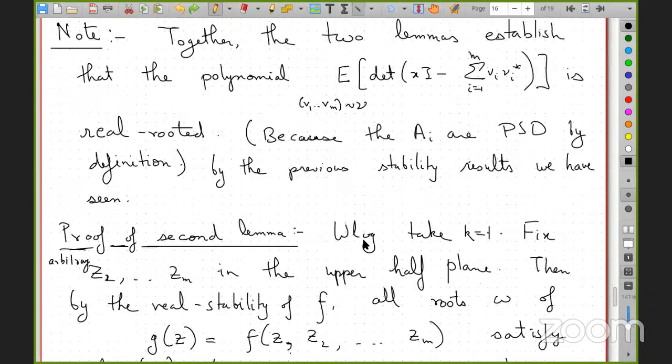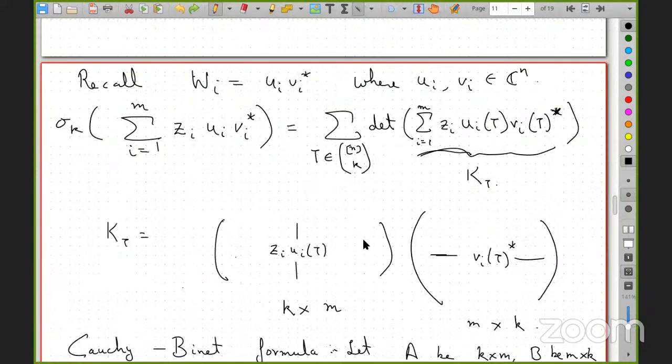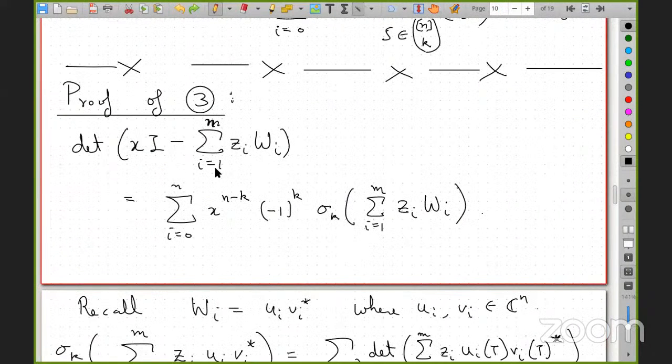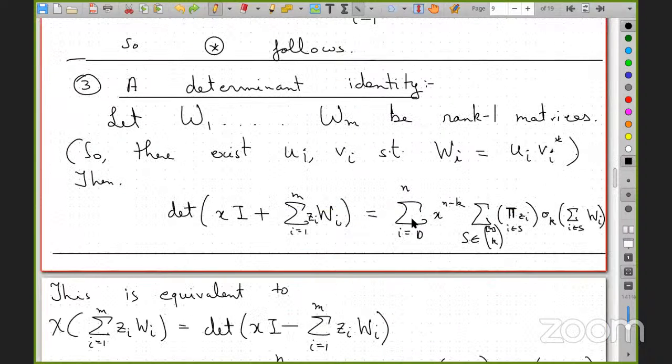We have seen just today, right? This thing here. But there is some issue. So we have seen minus this. The minus is okay. So it almost looks the same. Determinant of xi plus zi summation zi wi, and the coefficient of zi is just sigma k of summation wi. But there's some problem, right?